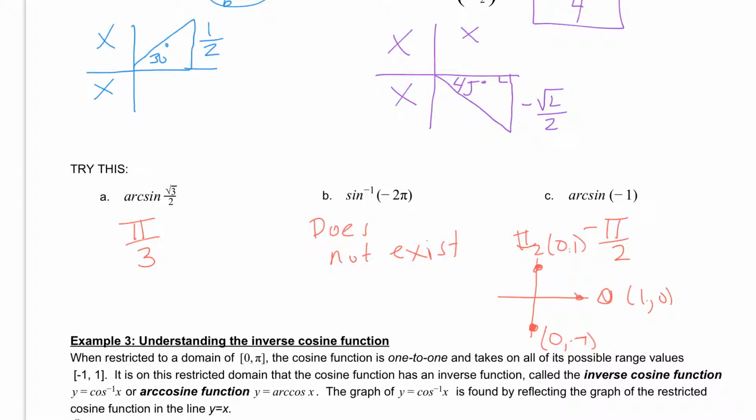Okay, so negative pi over 2 is the correct answer for letter C. Again, if you have questions, let me know.